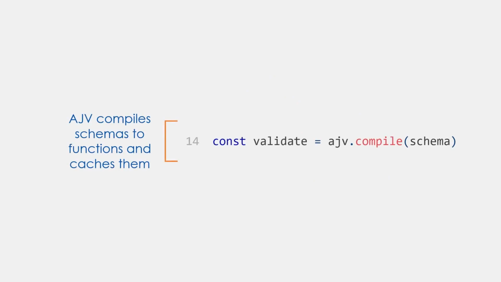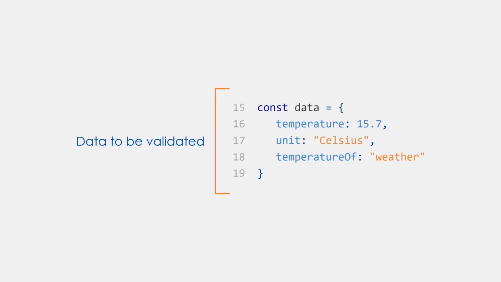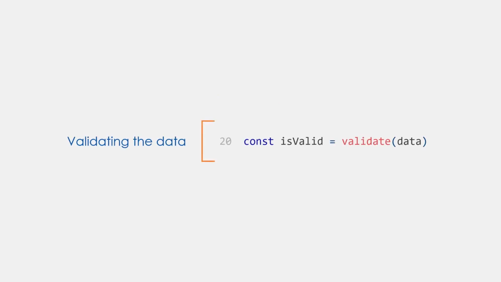With this line of code, AJV takes schema as a parameter, compiles it to a function, and caches it. This is the data to be validated. Here we can see the validation step where the result is written into a Boolean named isValid.